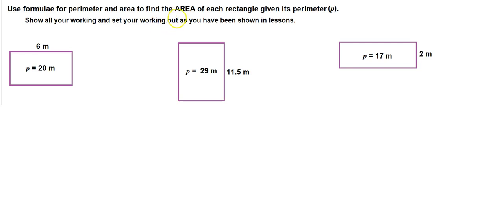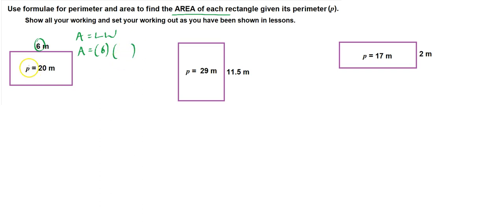Use formulae for perimeter and area to find the area. So to figure out the area, we use this formula: area equals length times width. If we try and solve it now, we'll find out we haven't got quite enough information. We've got the length, which is 6, and that would be multiplied by the width, but we don't have it. So let's just see what the width is.